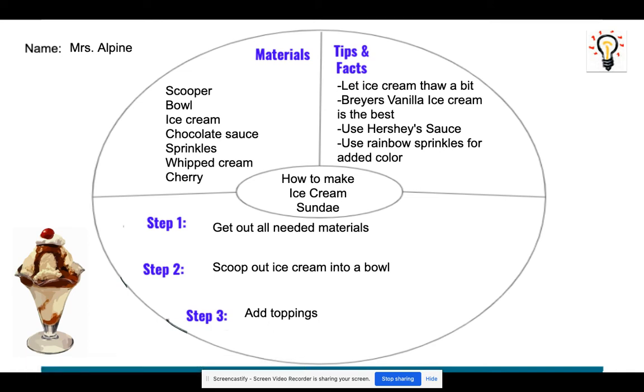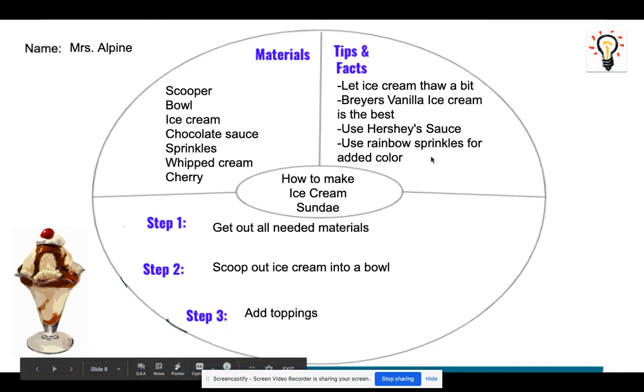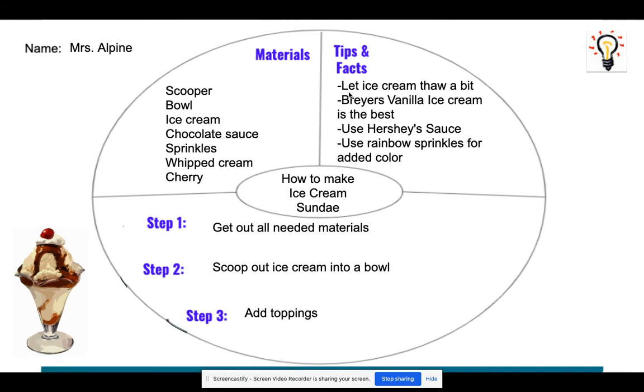So these are the 3 steps that I think are most important when you go to make the ice cream sundae. And then I thought, well, are there any extra tips or facts that I want to include? A few things I thought of, I said, first, I want to let the ice cream thaw a little bit. Because if you've ever tried to get your ice cream scooper and put it into really hard, super cold ice cream, it's really hard to get out. But if you set it out and let it sit for maybe 2 or 3 minutes, maybe 5 minutes, it's a little bit easier to scoop out the ice cream because it's thawed.